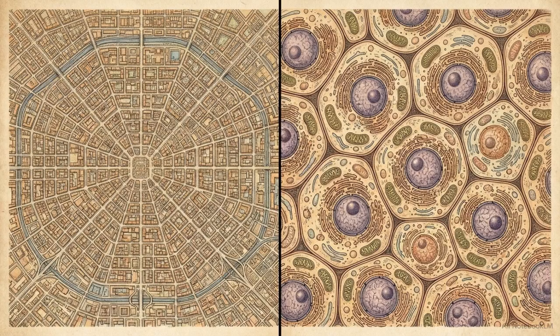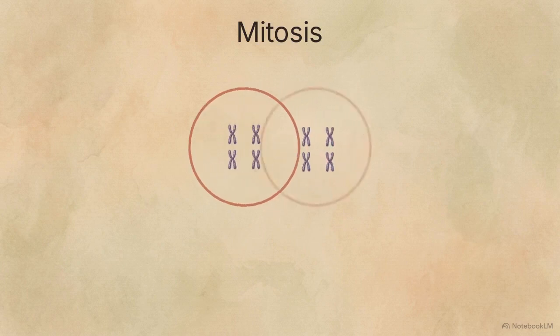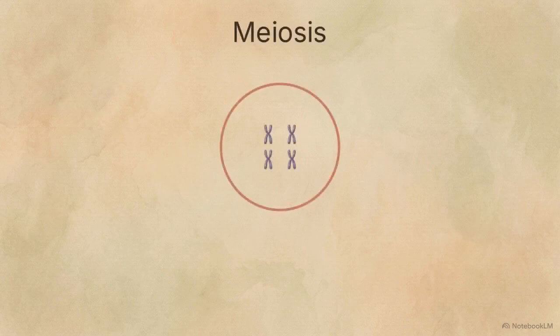To facilitate growth, repair injuries, and reproduce, the cell replicates its metropolis through division. For general growth and tissue repair, cells use mitosis. A mother cell duplicates its DNA and splits cleanly into two identical daughter cells, each containing the exact same number of chromosomes as the original.